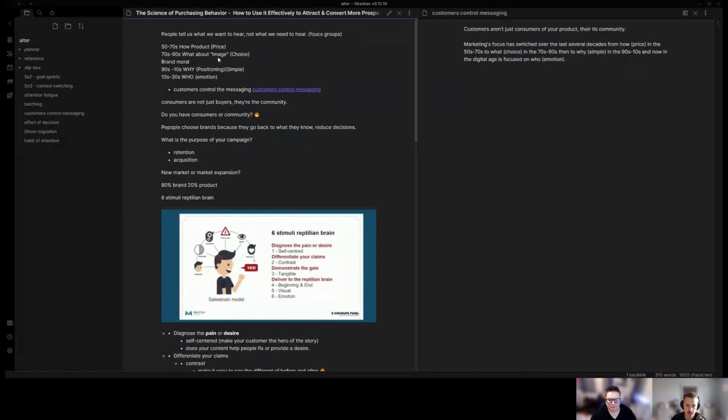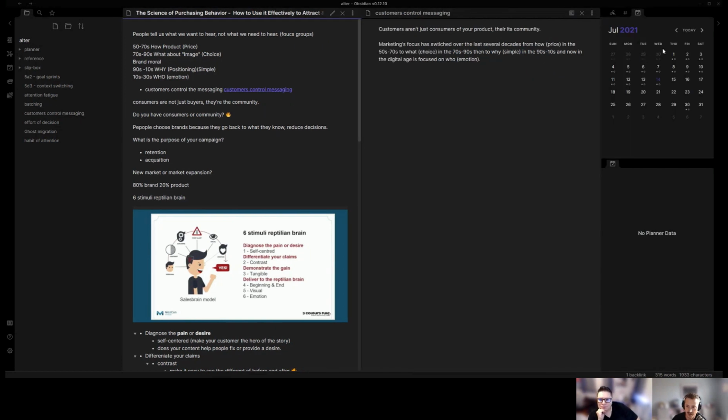I'll go ahead and share Obsidian. We'll take a look at what we have so far. So on the left, you see a literature note, and on the right, I have the very beginning of a permanent note. But before that, we'll look at the day planner.